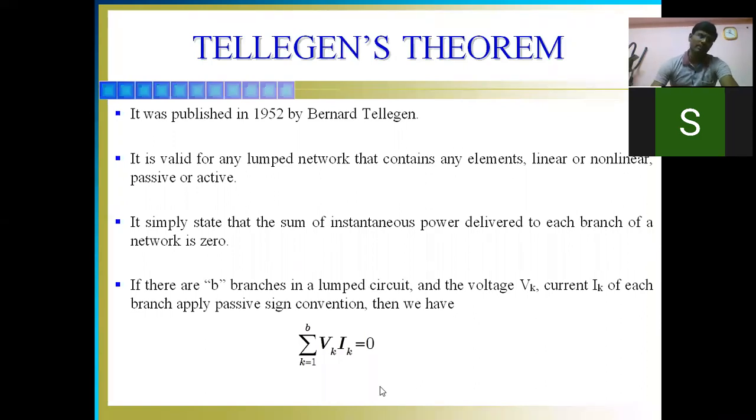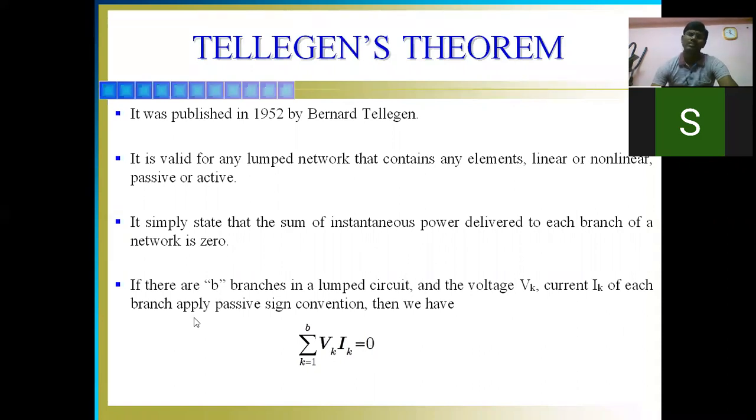That is given in a mathematical statement. If there are b branches in a lumped circuit and the voltage Vk and current Ik of each branch apply passive sign convention, then we have summation of k equal to 1 to b, Vk Ik is equal to 0, where k is the branch number. The product of V and I gives the power of that particular branch. The instantaneous powers of all branches at any time sum to 0.